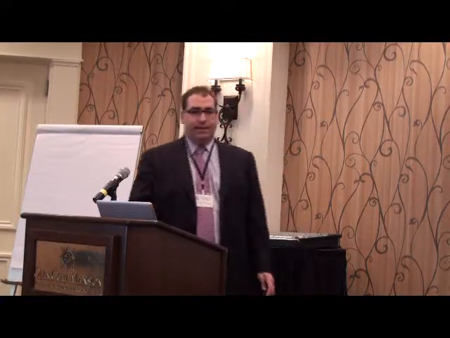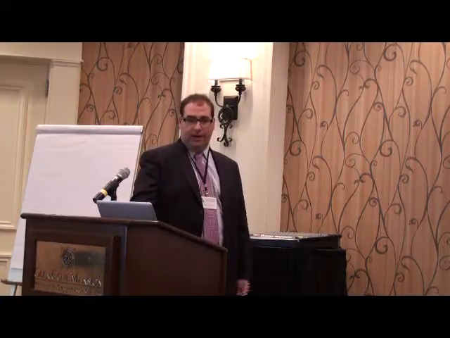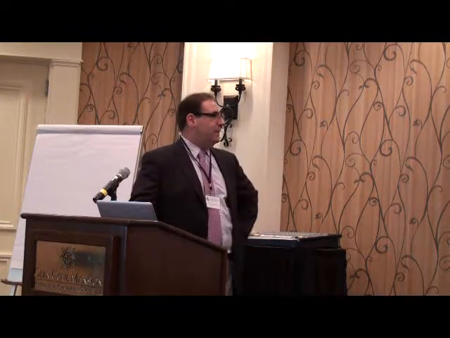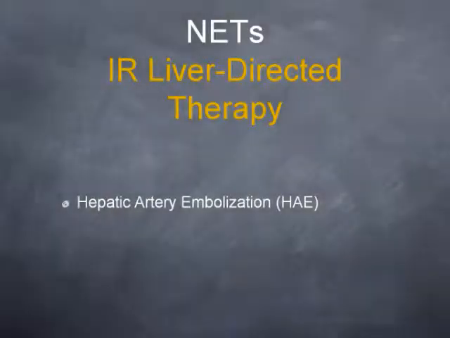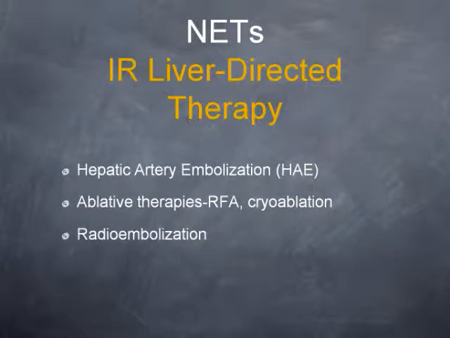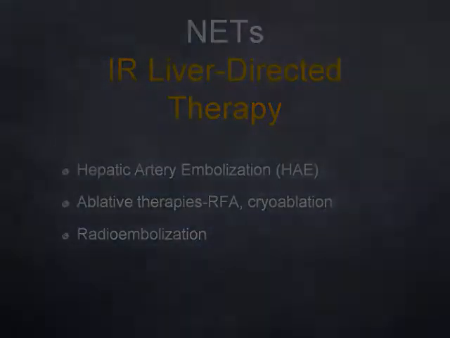So what are some of the liver-directed therapies that we have in our arsenal? Probably the most studied, the best bang for your buck is going to be the hepatic artery embolization. We'll talk about different ways that we do this. There are ablative therapies, radiofrequency ablation and cryoablation. It's a way of basically killing tumor by either heating it or cooling it. At either extreme of the temperature spectrum, tissue is going to die, and we have ways of doing that. And finally, there's radioembolization, which we'll talk about near the end.